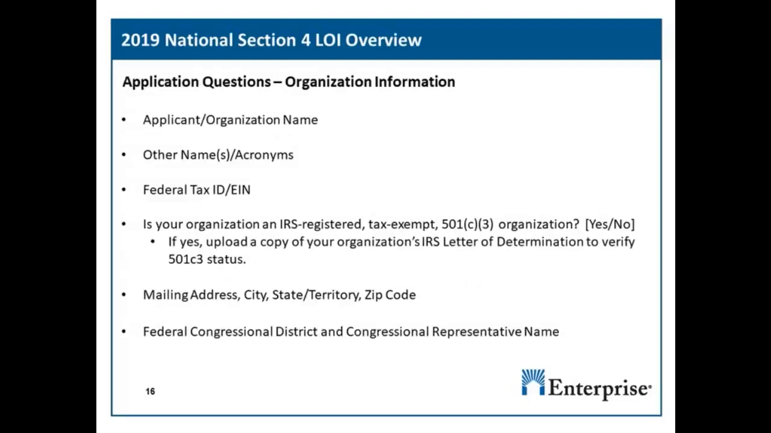Now that we have covered all of the program areas and geographies, I will quickly go over the LOI questions that you'll be asked. Here are a few questions that deal with the organization's administrative information. So for instance, the name, any doing business as names, federal ID, tax ID number, and then if your organization is a 501c3, you'll need to upload a copy of your organization's letter so that we can verify its status. The billing address, and then also the federal congressional district or congressional representative name of the location of the project that you're proposing.